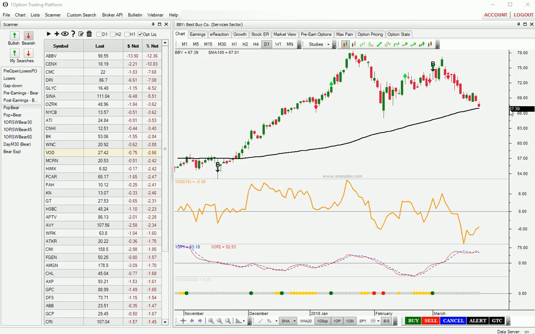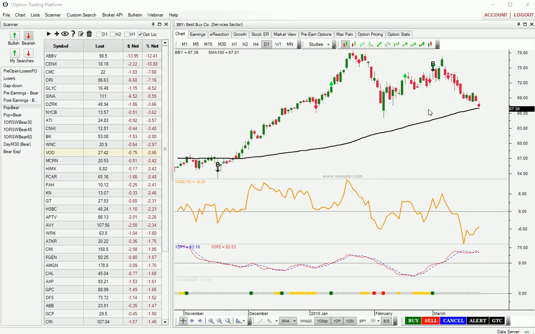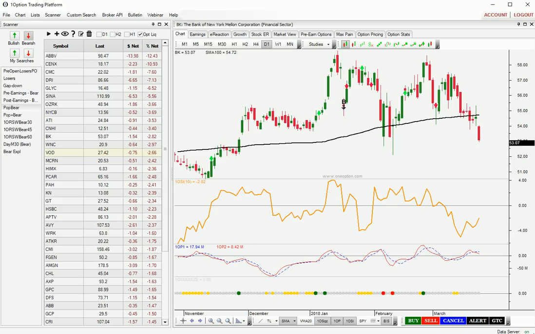BBY getting very close below that 100-day moving average. I'm interested. So GTC, put that right there, just at that 100-day moving average. If it breaks it, I'm going to know about it. Again, these are all stocks with liquid options. We've got a breakdown right there, so this stock might be set up right now.